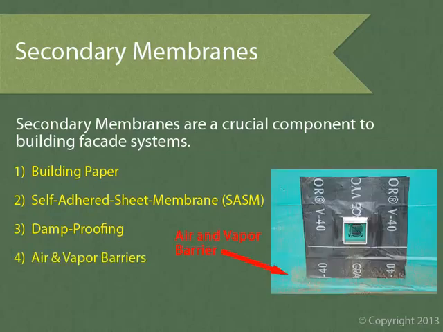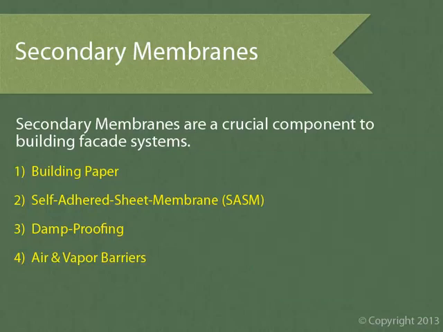Air and vapor barriers are commonly found in excessively cold climates. Unlike most secondary membranes that simply focus on keeping moisture out of the building, these actually serve a thermal quality as well by acting as an air barrier. They're pretty expensive, but in freezing conditions, these are necessary to keep the heat in and the cold out.